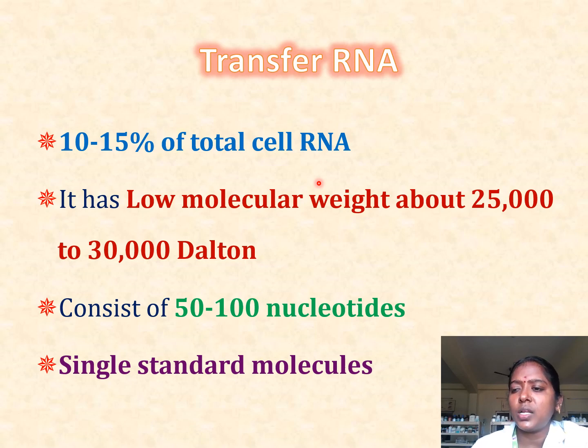When you see the total cell content, the transfer RNA will be about 10 to 15%. It has a low molecular weight of about 25,000 to 30,000 dalton. When you see the tRNA sequences, it consists of about 50 to 100 nucleotides. It is a single stranded molecule. This tRNA will also contain modified or unusual bases.